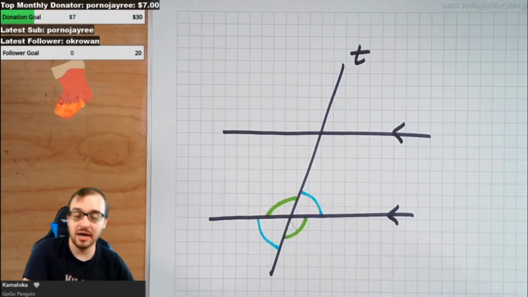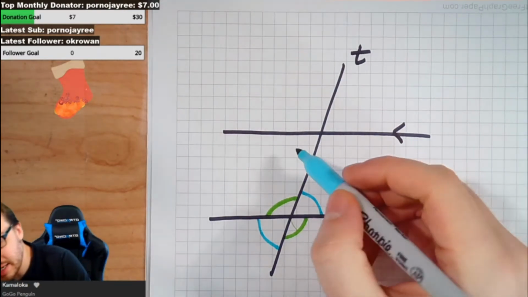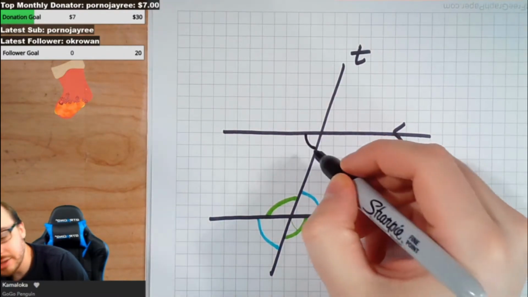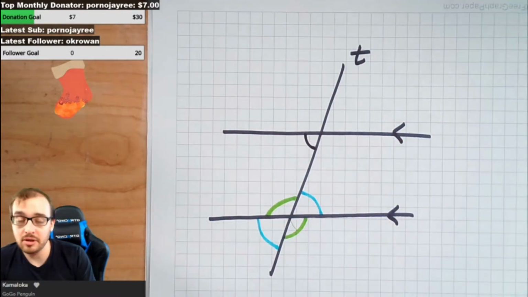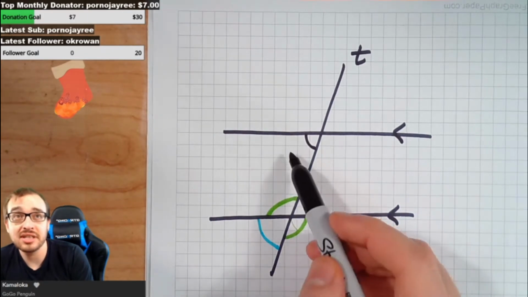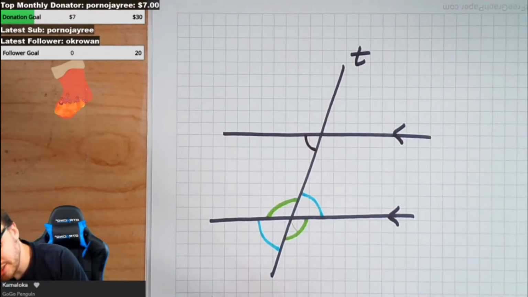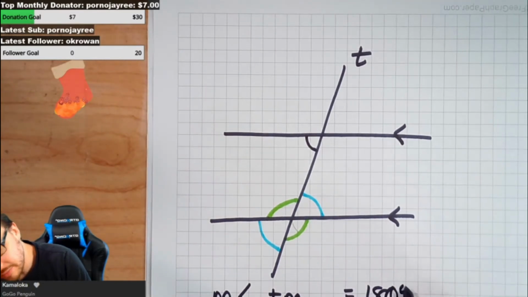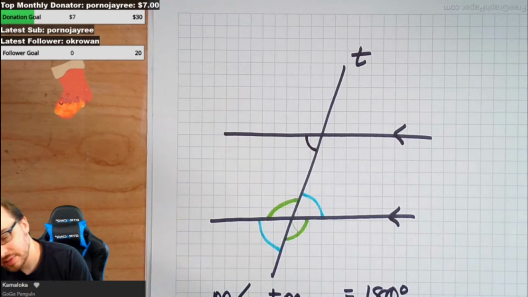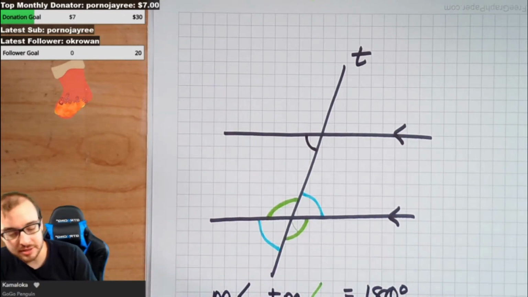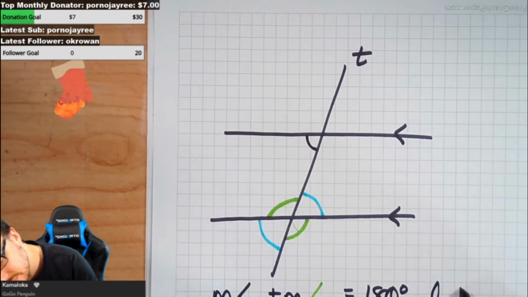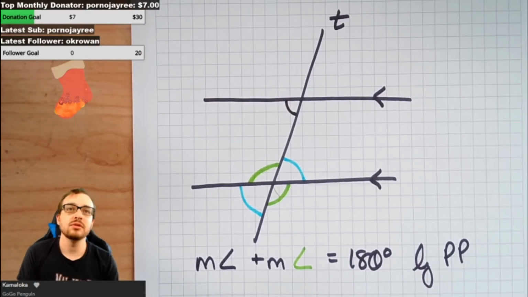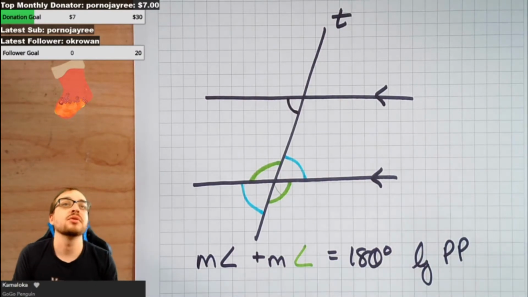We know by parallel postulate that this angle right here, whatever it is, let's do it in black because we don't know what it is yet, this angle right here is going to be supplementary to this one, right? Parallel postulate says if the lines are parallel, then the same side interior angles are going to be supplementary. So I know that the measure of the black angle plus the measure of the green angle is going to be 180. So I'm going to write that down, and I know that by parallel postulate. There we go. I'm a little more zoomed in than usual. I've got to get used to showing this again.